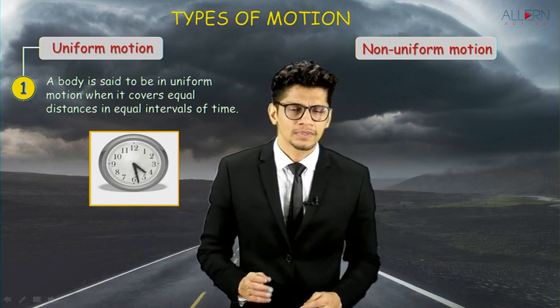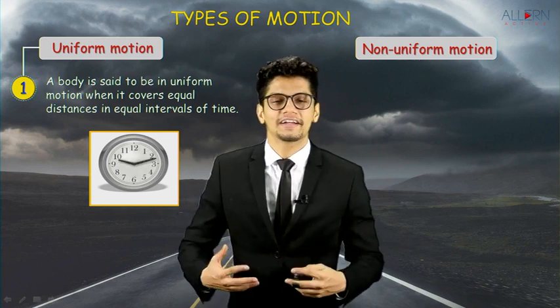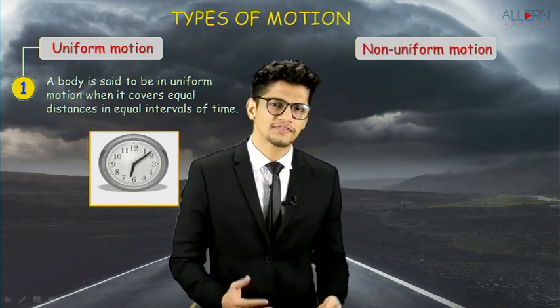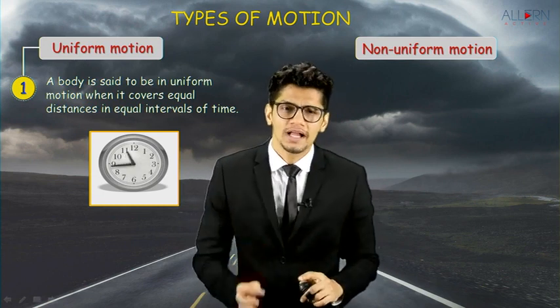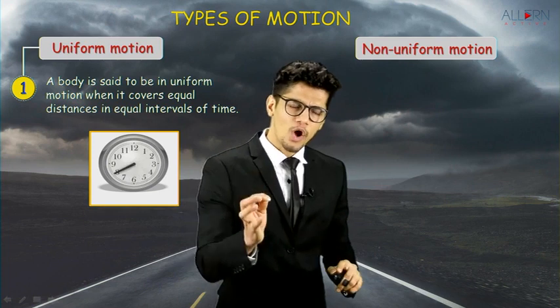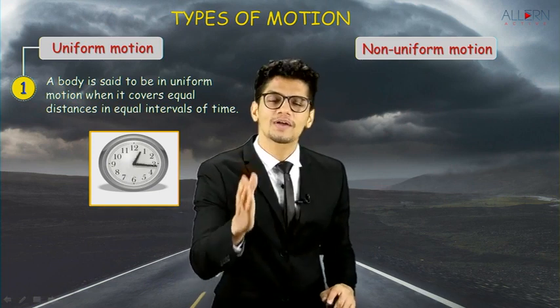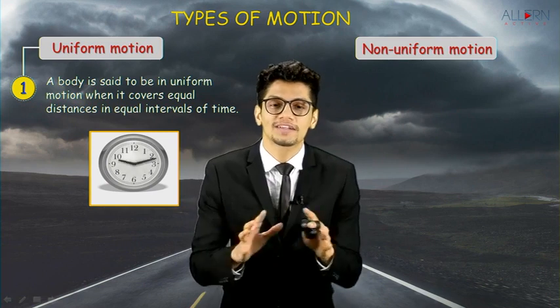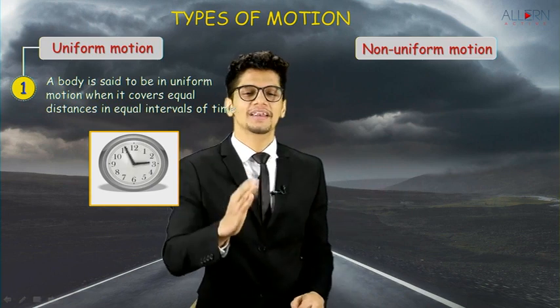of time. Now if we see the example over here, we know that the hands of the clock cover equal distances in equal intervals of time. That means the hands of the clock are in uniform motion. Now if I ask you a question, is the clock in uniform motion? What would your answer be? The answer would be no, the clock is not in motion because the clock does not move. Only the hands of the clock are in motion. So hands of the clock are in uniform motion.